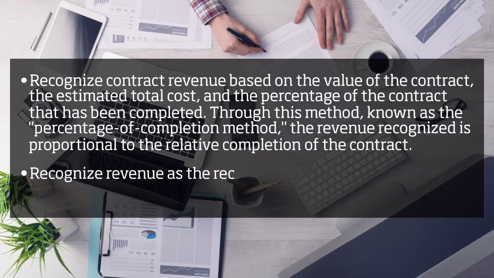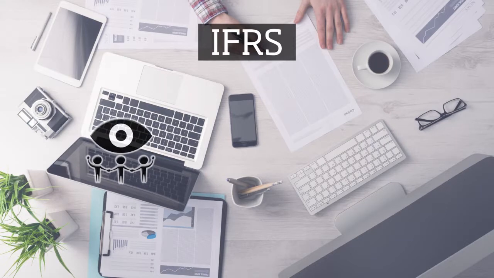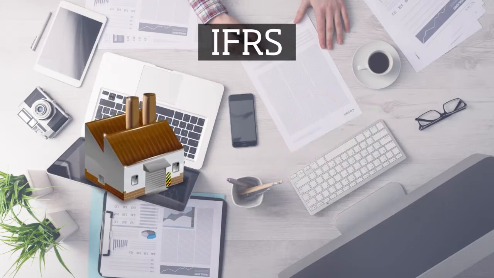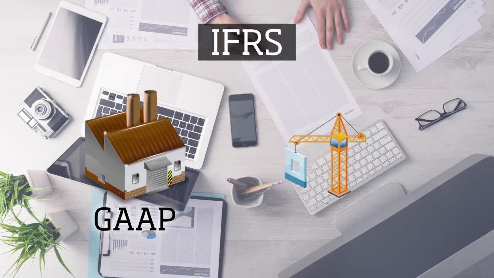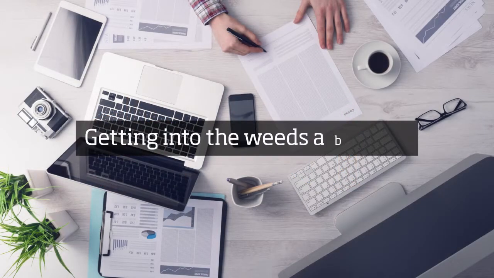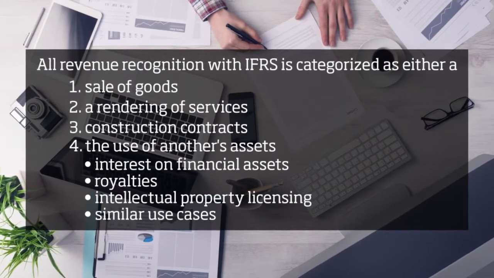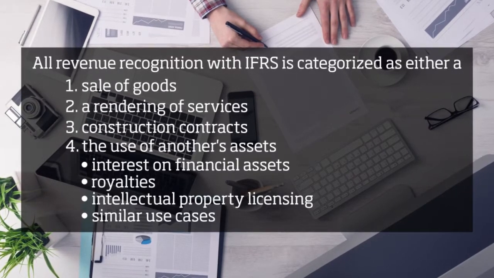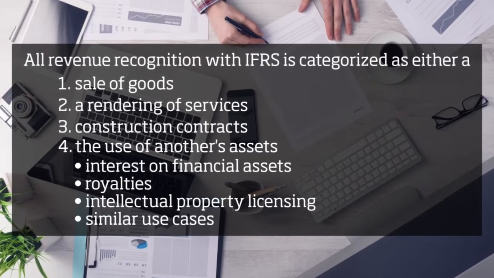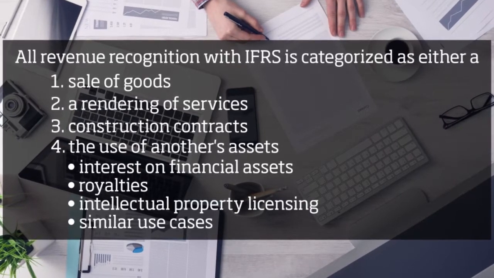Recognize revenue as a recoverable cost incurred over the recordable period. IFRS sticks more closely to the principle that revenue should be recognized as value delivered, while the industry-specific rules under GAAP give the construction company another option outside that broad principle. Getting into the weeds a bit more. All revenue recognition with IFRS is categorized as either a sale of goods, a rendering of services, construction contracts, or the use of another's assets. Think interest on financial assets, royalties, intellectual property licensing, and similar use cases.